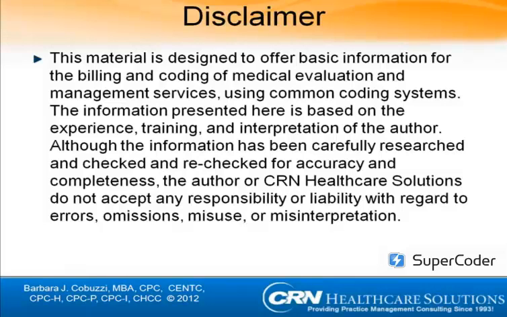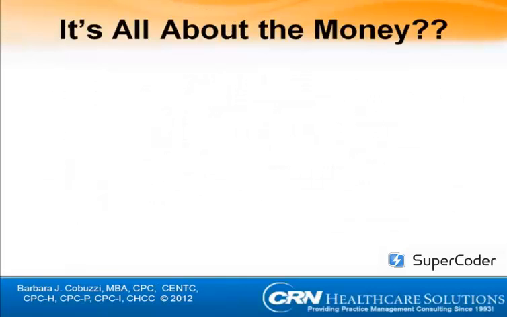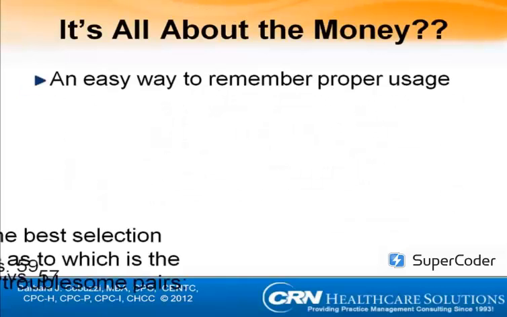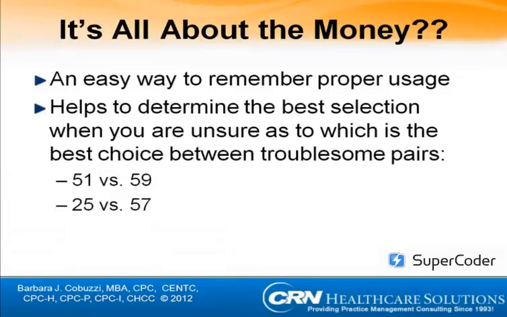So modifiers are actually all about the money. It's the easy way to remember when you're using it. It helps us determine what is our best selection. When we're trying to decide which modifier do I use, which one do I use first, always think about which one is going to affect my money first and which one is more informational. Always think about the one that's going to affect the money in terms of the one that you're going to use. So, for example, you never use 51 and 59.